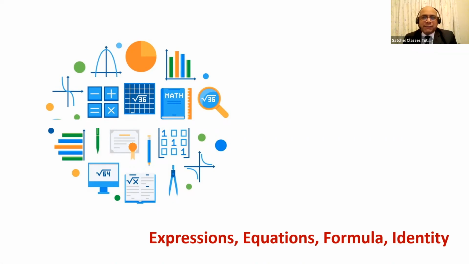Formula is a specific kind of equation where each of those variables represents a specific quantity and they have some meanings like speed, distance, area, length, and so on. An identity is a special kind of equation where the left hand side and right hand side are always equal. Irrespective of the value of the variable, they will always end up giving the same answer.